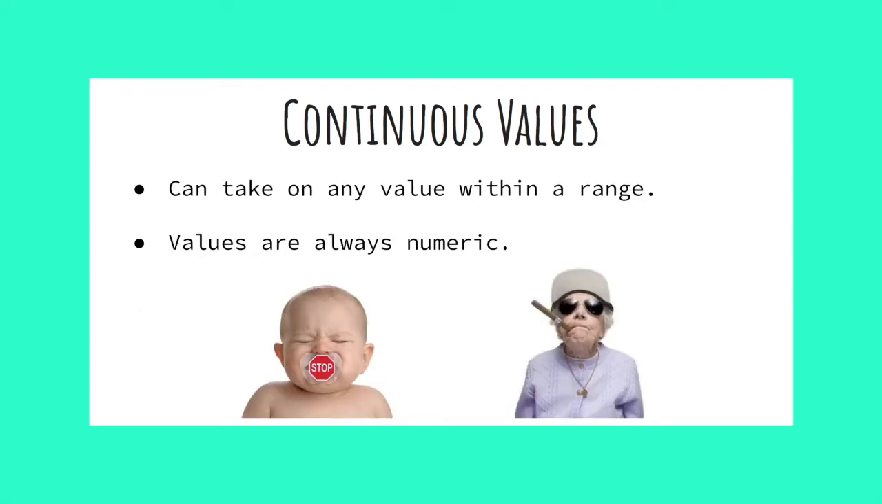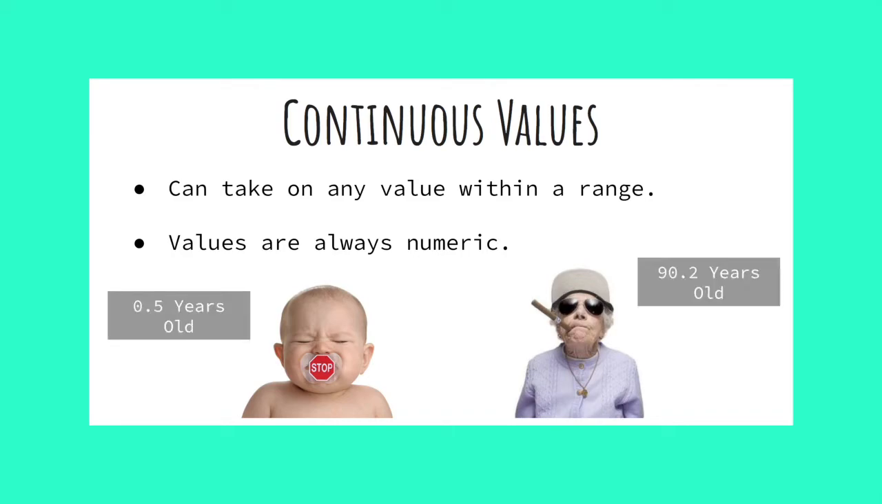Age is another example of a continuous value. A baby might be 0.5 years old, while a grandmother might be 90.2 years old.